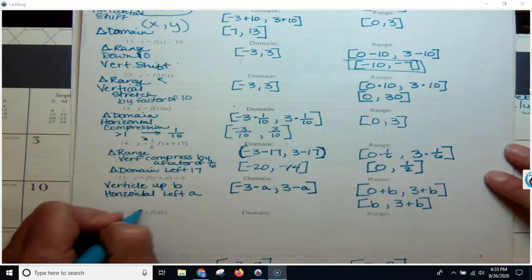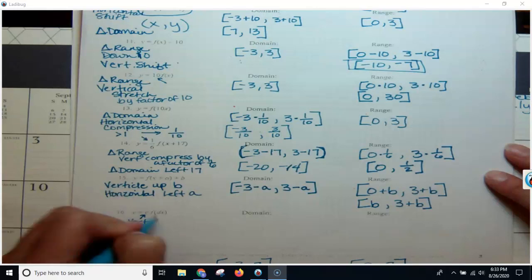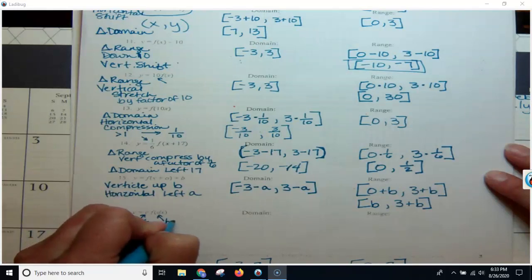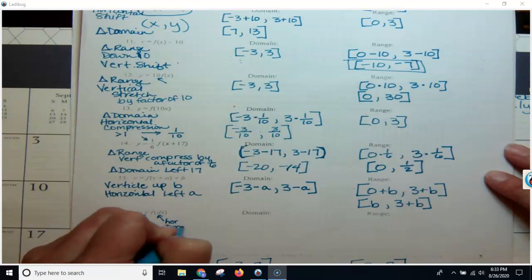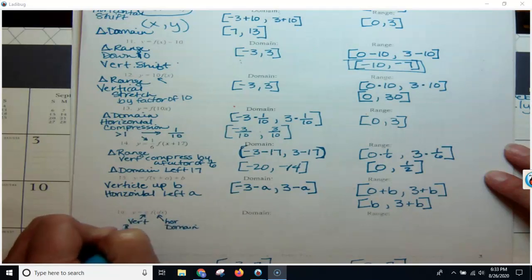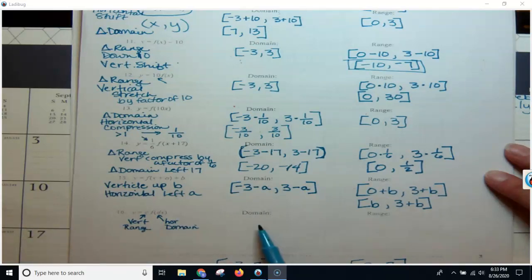Now, what about this? We also have two shifts. This is going to be our vertical shift, so that will change our range. This is going to be our horizontal shift, so that's going to change our domain. This is going to change our range. And we are going to take the domain. Now, remember, our original domain is negative 3, 3. And we do it by the reciprocal. So we're going to multiply negative 3 by the reciprocal of D, or same as dividing it. We would divide it.